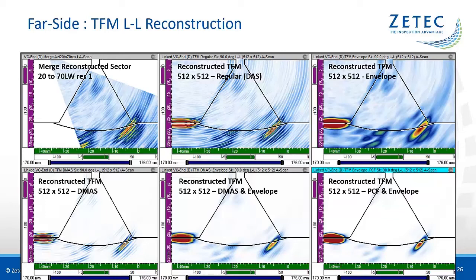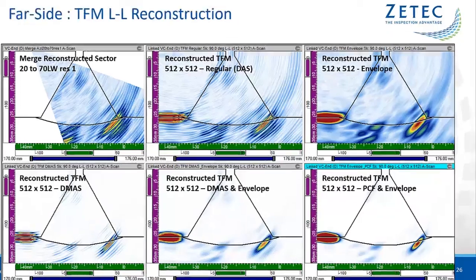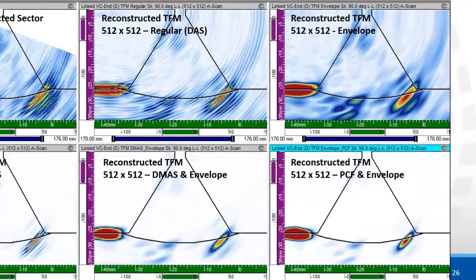Just like the standard phased array TRL, the TFM L-L wave mode allows for reliable detection of the crack through the coarse grain weld material. The PCF and DMAS algorithms show an important improvement of the signal-to-noise ratio compared to the standard phased array and the regular TFM.